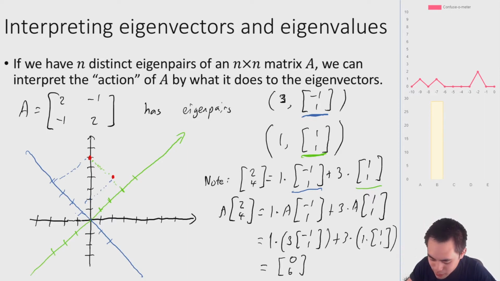Why do we have the multiplication by 1 and 3 twice? Oh, maybe I chose bad numbers. So let me highlight. This 3 is this 3, and this 1 is this 1. Because the whole point of an eigenvector is that when you multiply A by that vector, you get lambda times that vector. And so A times this vector gives you 3 times that vector, and A times this vector gives you 1 times that vector.